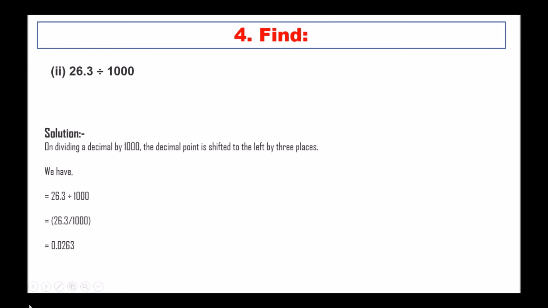26.3 divided by 1000. So while shifting the decimal point to the left by 3 places, the answer will be 0.0263. If we are lacking digits, we can put 0 here. We have to put 0 before or after the decimal. Next, 38.53 divided by 1000. So it will become 0.03853.